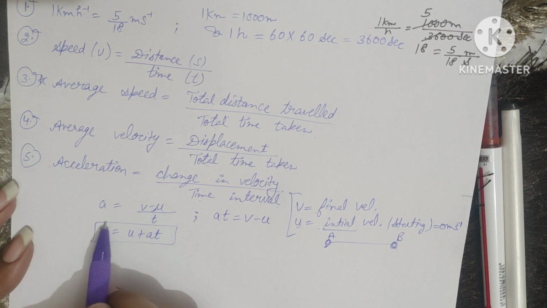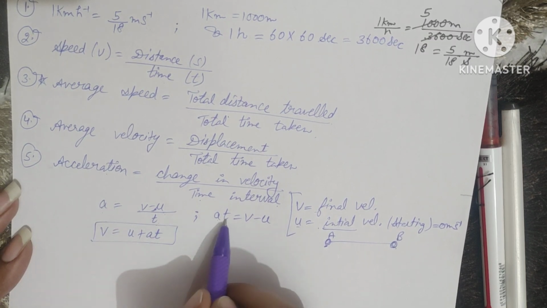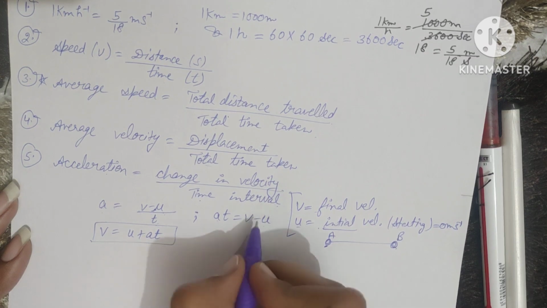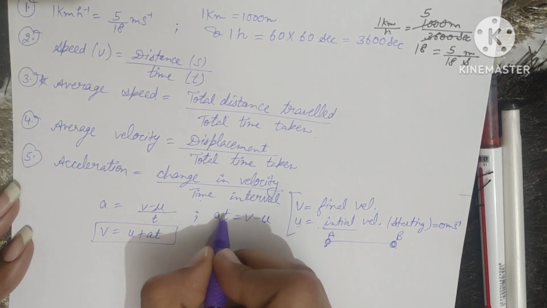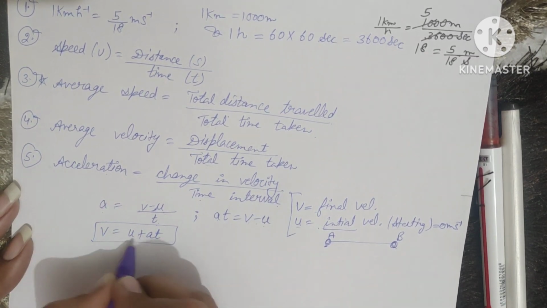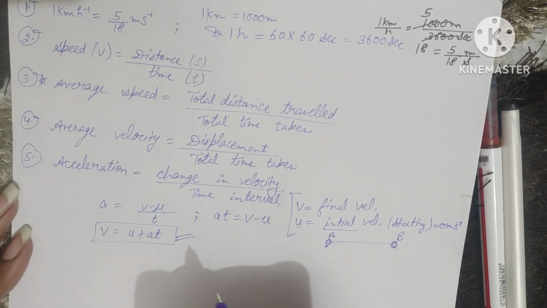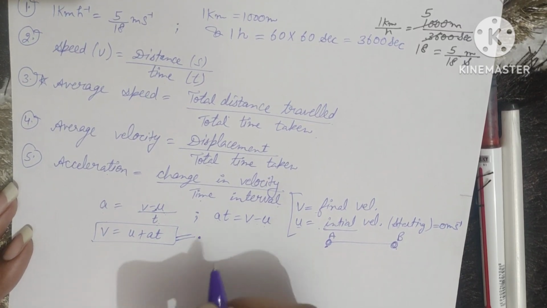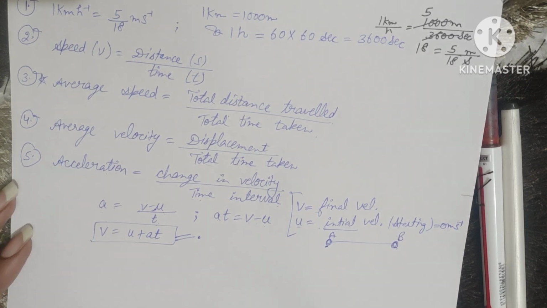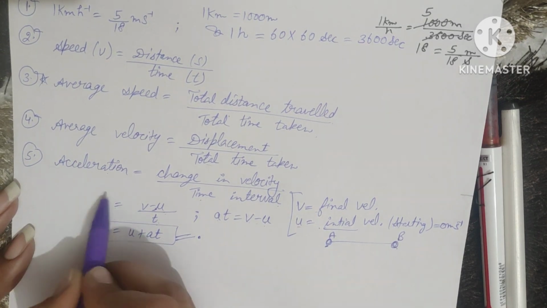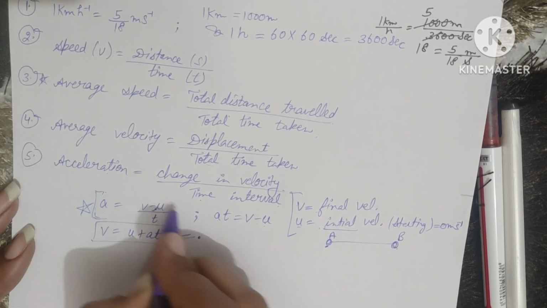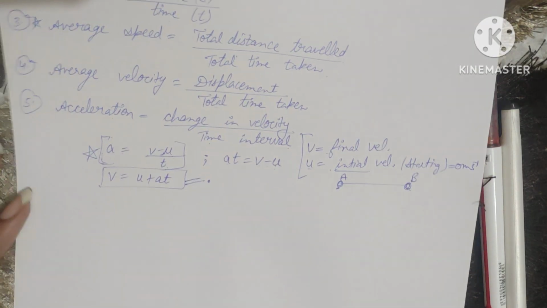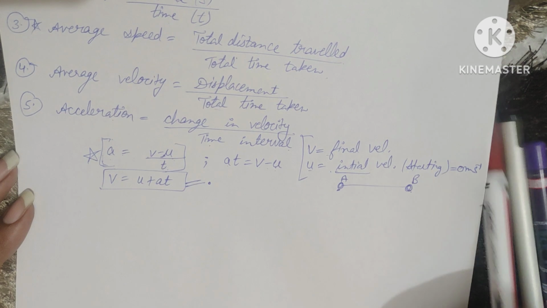Now if we cross multiply, we get a into t is equal to v minus u. If I shift this u to the other side, I will get v is equal to u plus at, which is the equation of motion in one dimension. This we can use in the next exercise also, the 2C exercise. But in this exercise, mostly this one formula is used. So let's start with the first numerical of exercise 2A, the unsolved numericals.